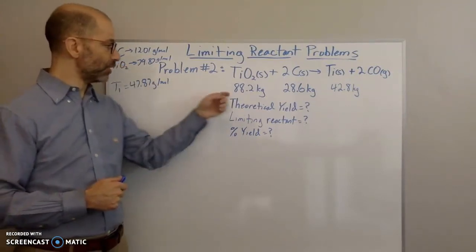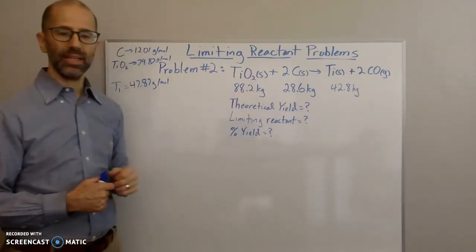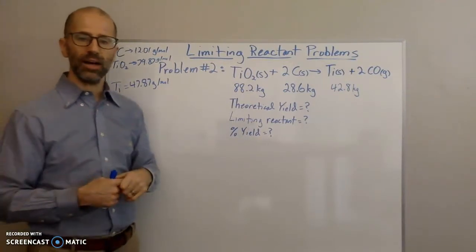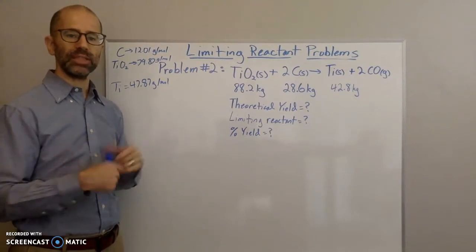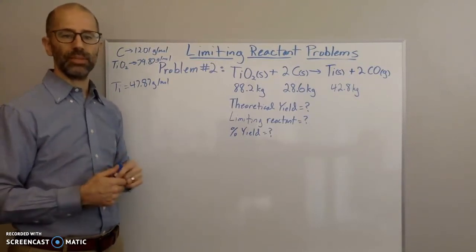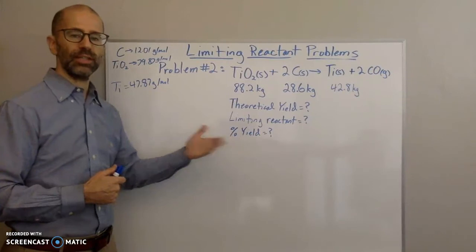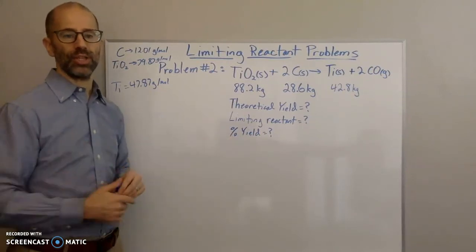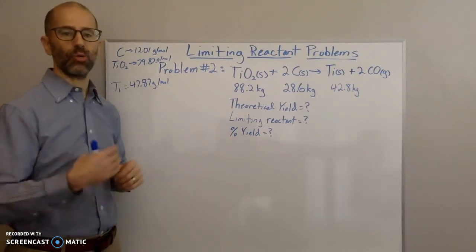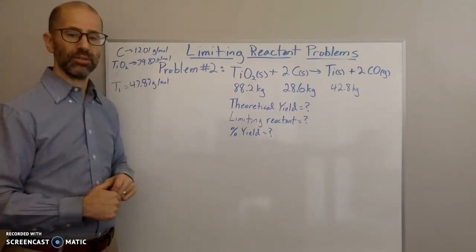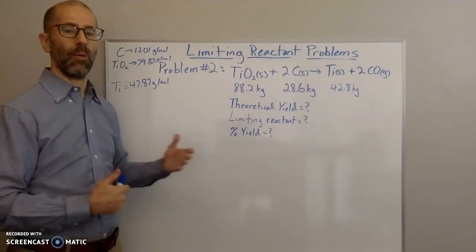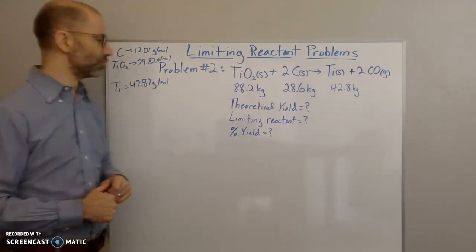You have to figure out whether or not you have the right proportion of reactants to react completely with each other. Otherwise, you're going to be left over with an excess of one, and you're going to have zero of the other. The limiting reagent is what you're going to run out of first. That is why it's called the limiting reactant. It limits how much product you can produce.